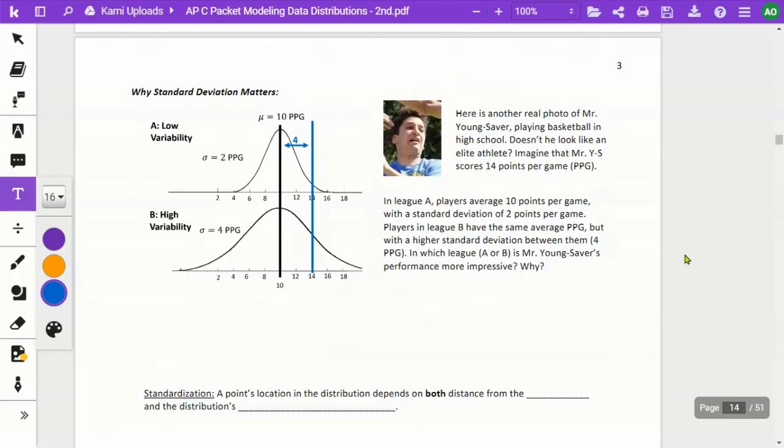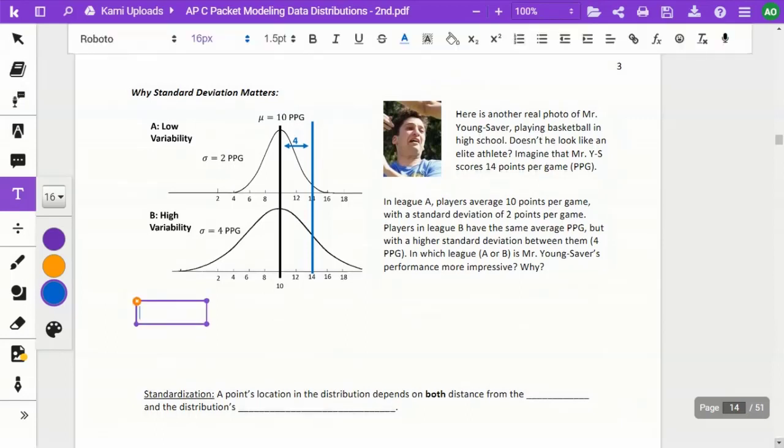So discuss. Quietest table will share. If there is no quietest table, then I'll use a ring. All right. Thank you. All right. So I actually did get someone to volunteer their answer because I heard them say it. And I said, that was beautiful. Sarah, can you share your answer?